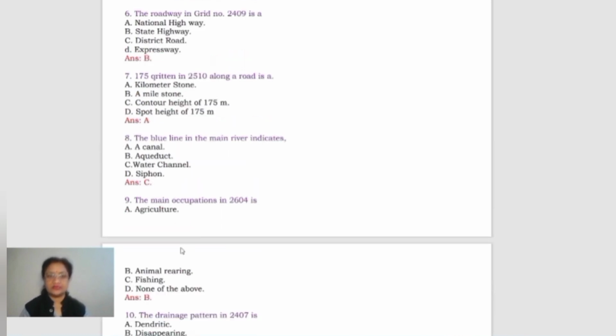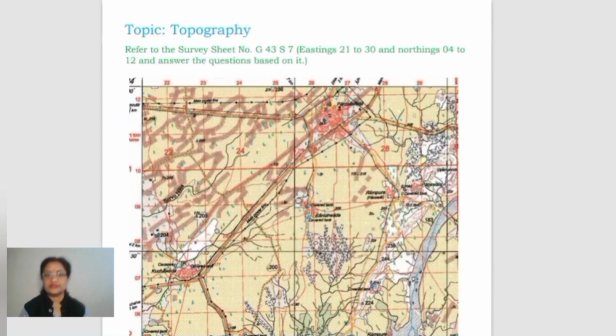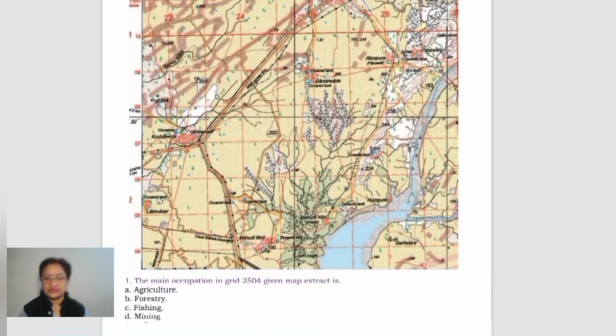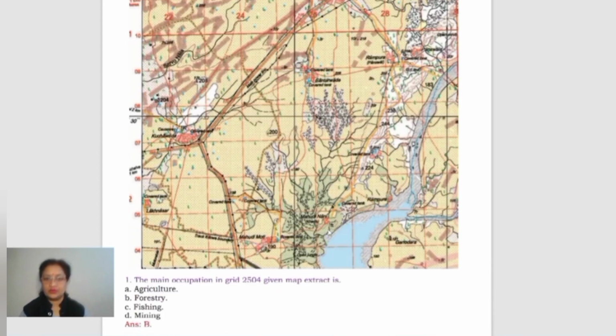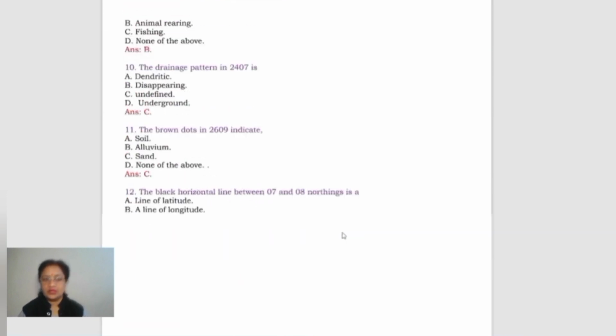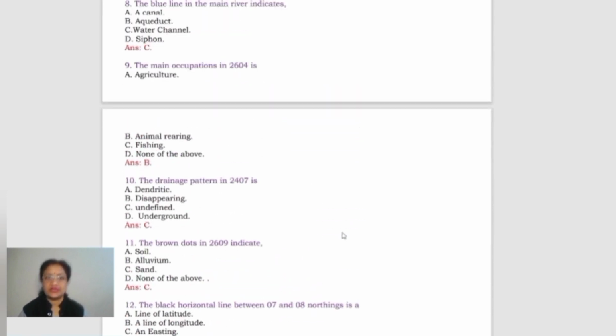Here it's given agriculture, animal rearing. No, these are not possible. Fishing can be the best one, right? And even animal rearing also, because the maximum part of it is covered with, you can see here, this area, little forested area. Along with that you can see the water is there, right? So you can give both the options, animal domestication as well as the fishing.